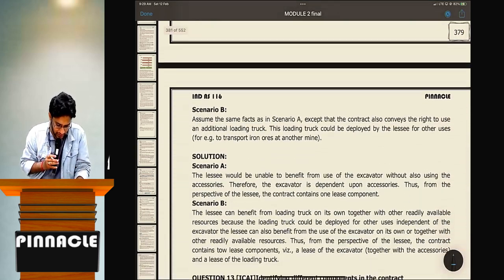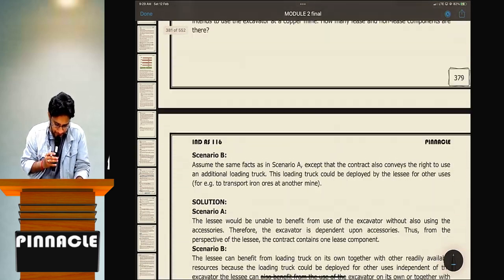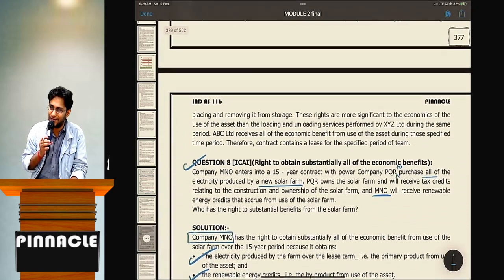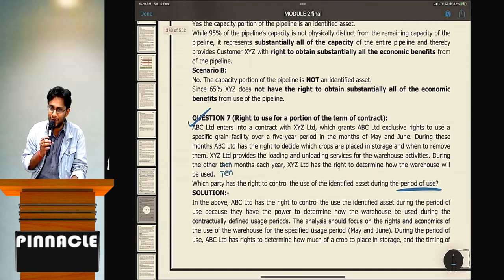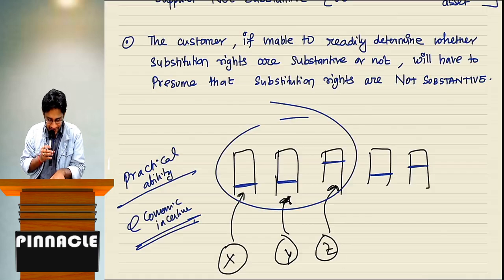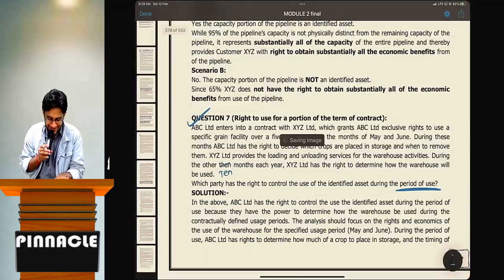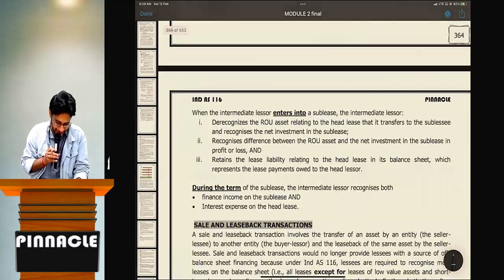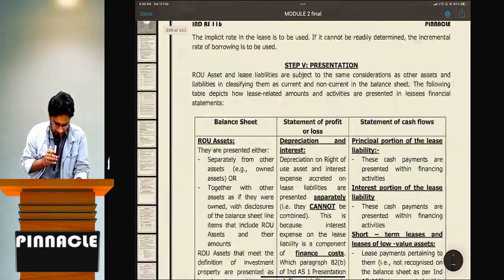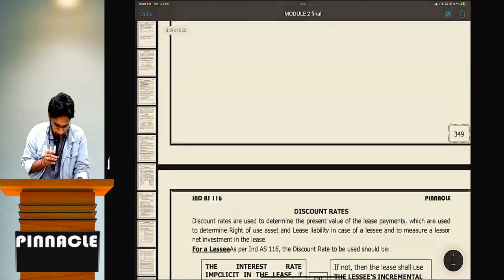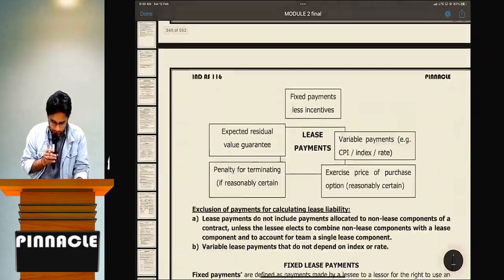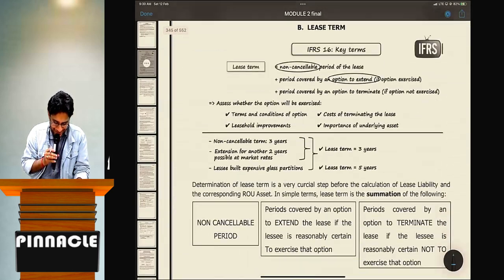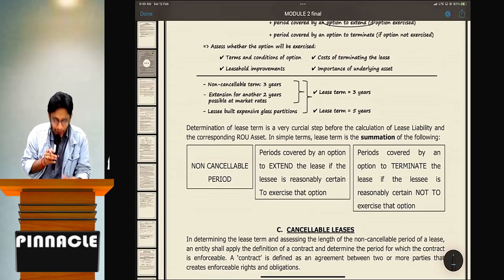Okay, question number 12. Can't do it right now, there is time. One second. In the evening also we'll do it, don't worry. Okay, anyway, that's all. Leave.